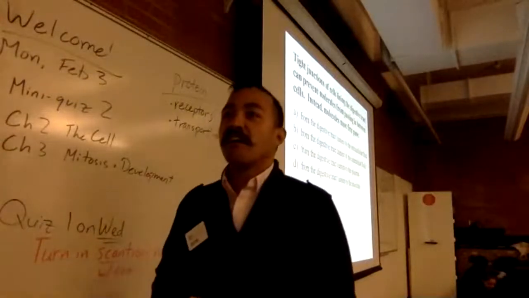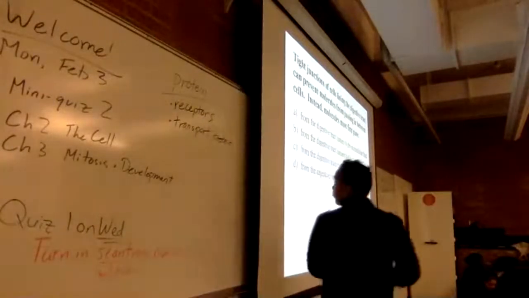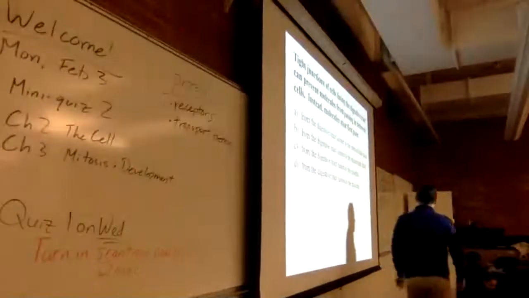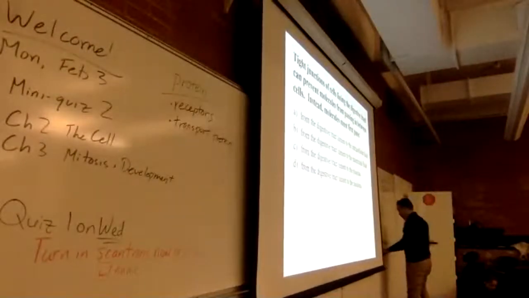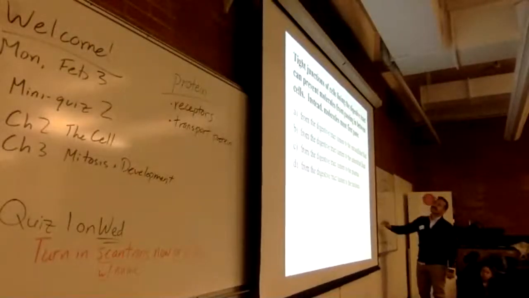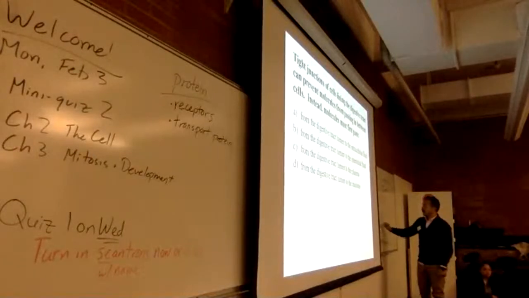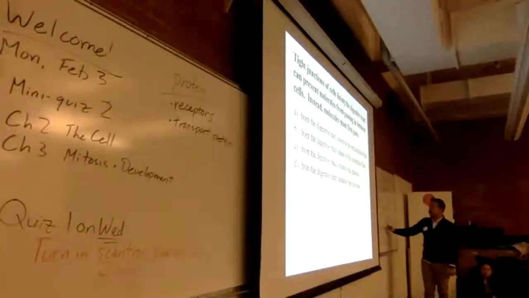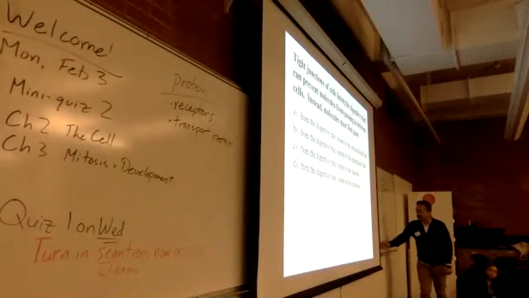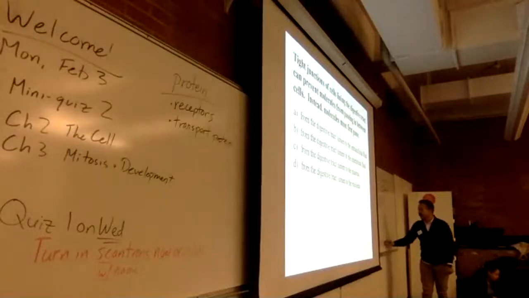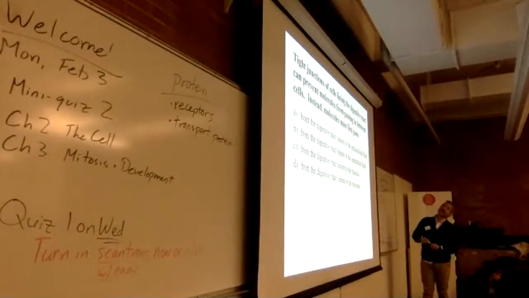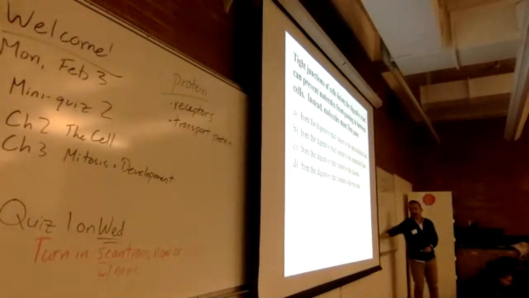Here's another question. If you need help visualizing this, here are cells of the digestive tract. And then, yeah, here's where food's passing through, and here are cells lining it.